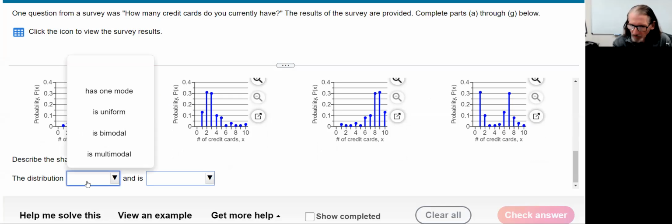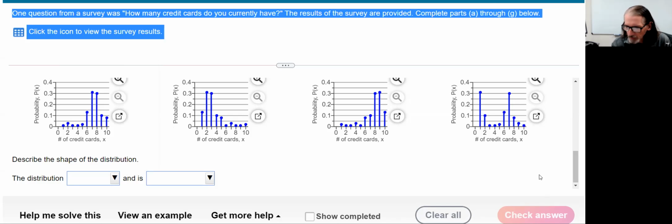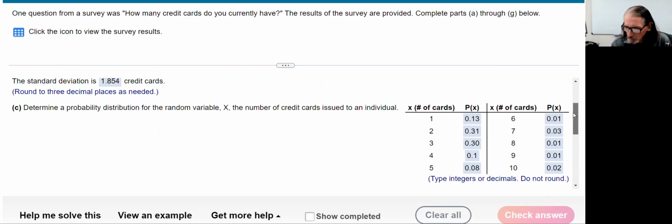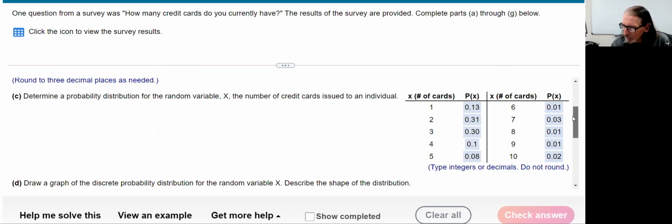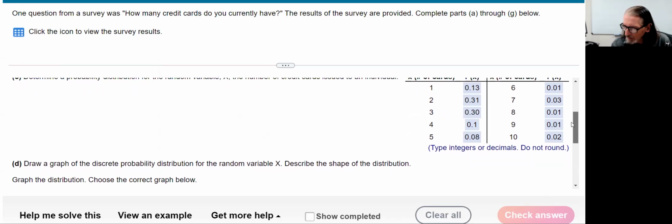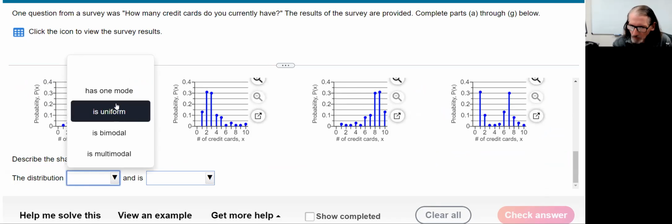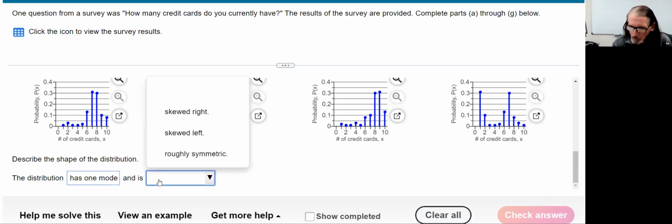In fact, they asked that. Now, I'm only seeing one highest value there. Let's double check that. There were 2 that were close, but the 2 is the highest. So let's see if they want, has one mode.